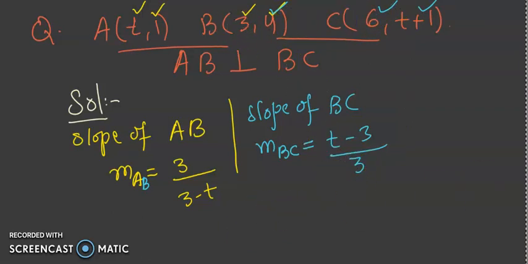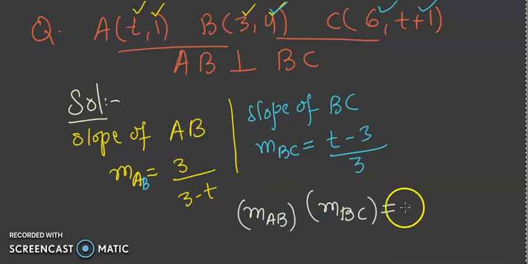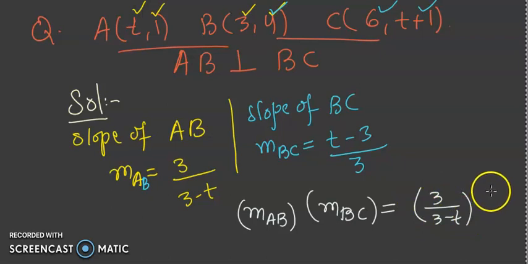So now if we multiply these two together, slope of AB multiplied with slope of BC, then we can show that 3 over 3 minus t into t minus 3 divided by 3. These two 3s cancel out, and if you take minus common, then you can show that this is minus 1. So since the product of slopes of AB and BC is -1, these two lines are going to be perpendicular to each other.